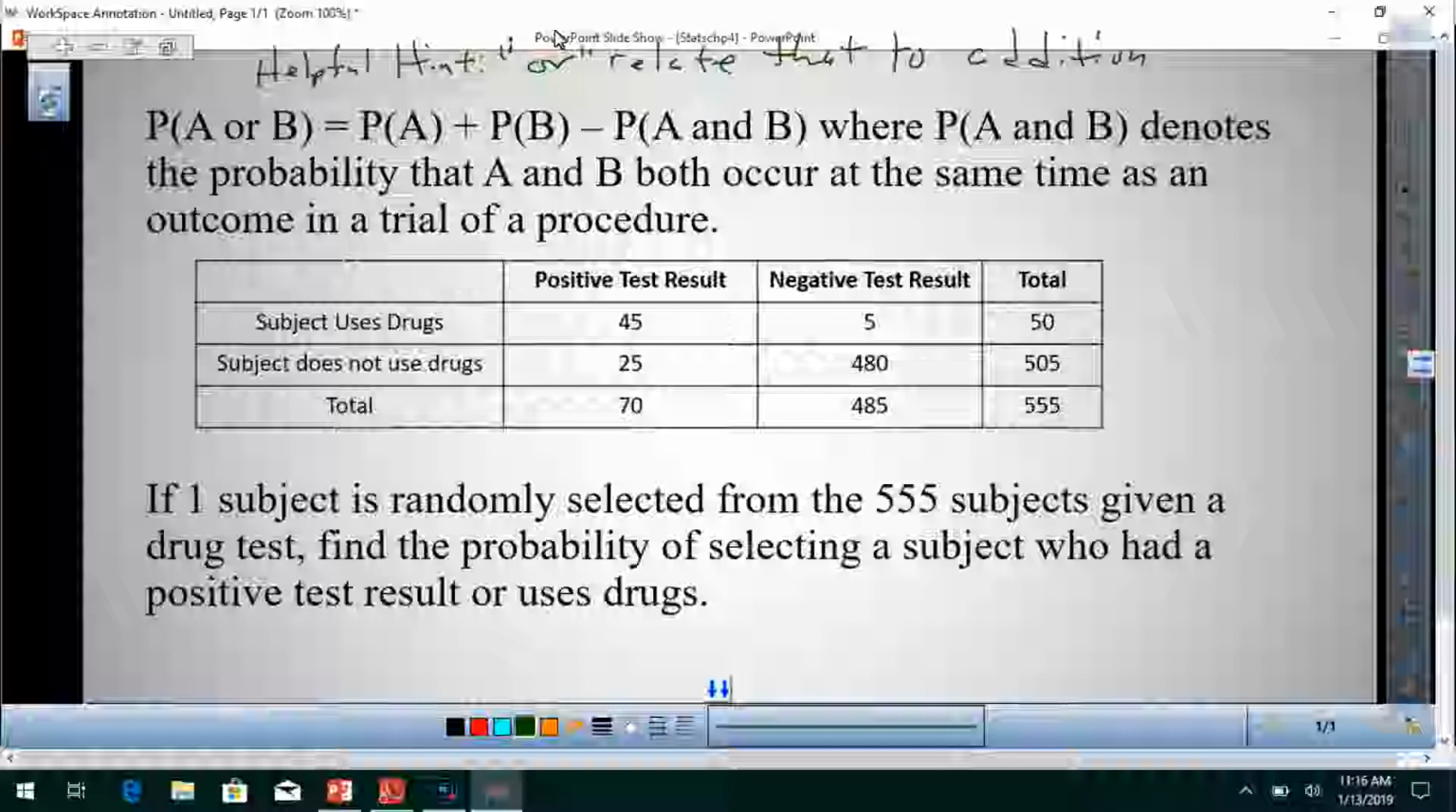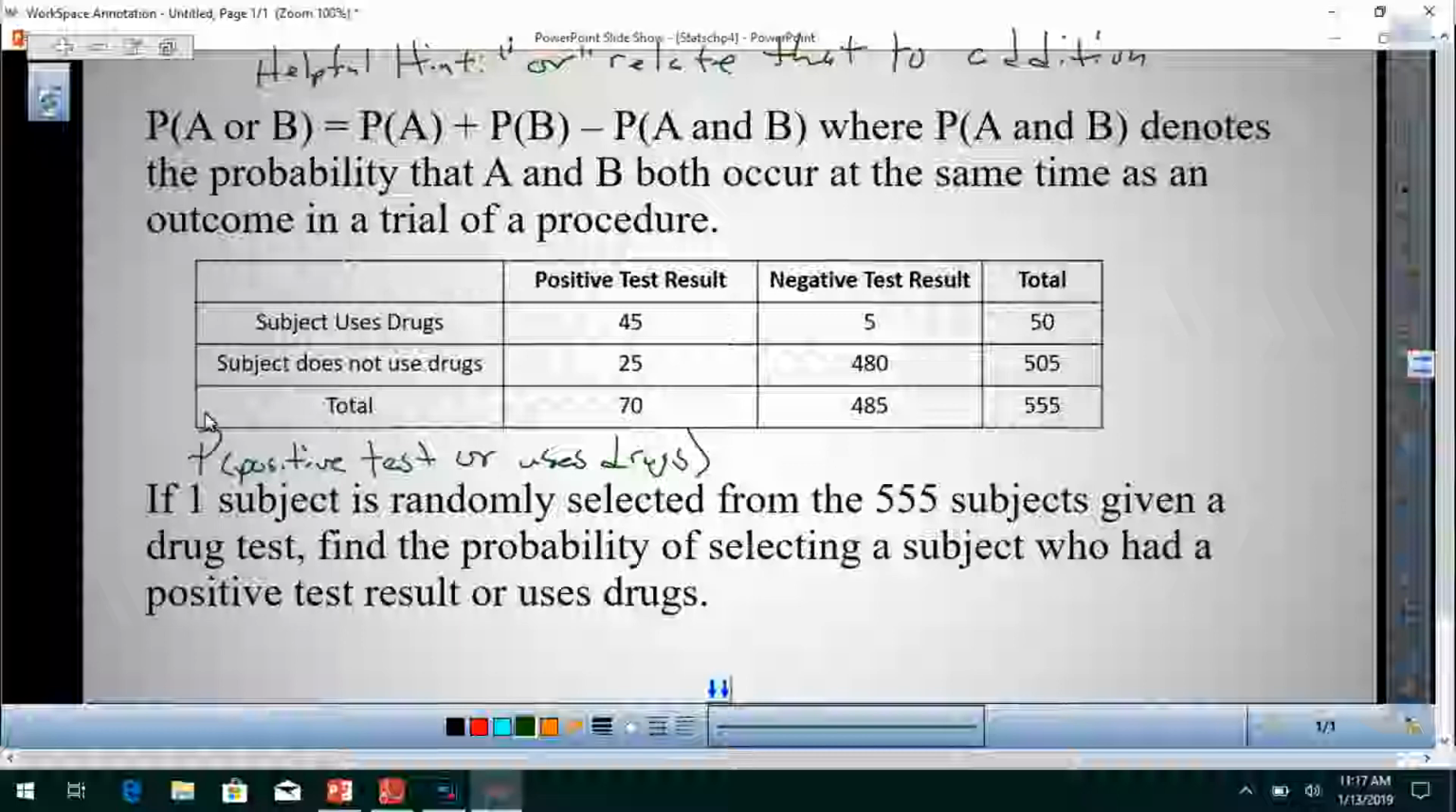So here's an example. If one subject is randomly selected from 555 subjects given a drug test, find the probability of selecting a subject who has had a positive test result or uses drugs. So how are we going to write this? Positive test result or uses drugs.